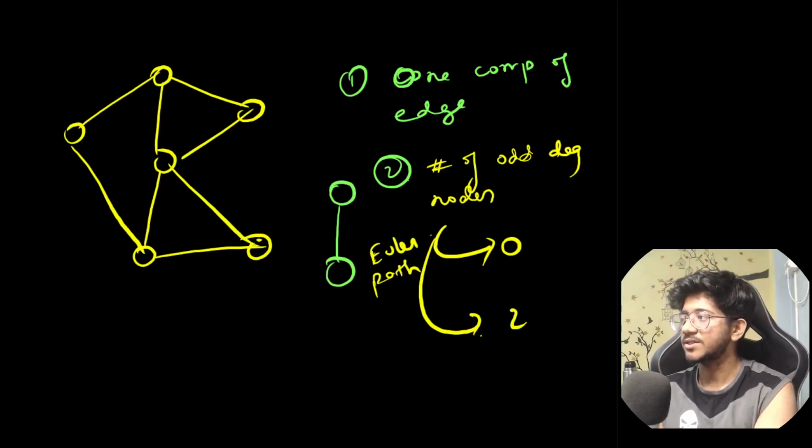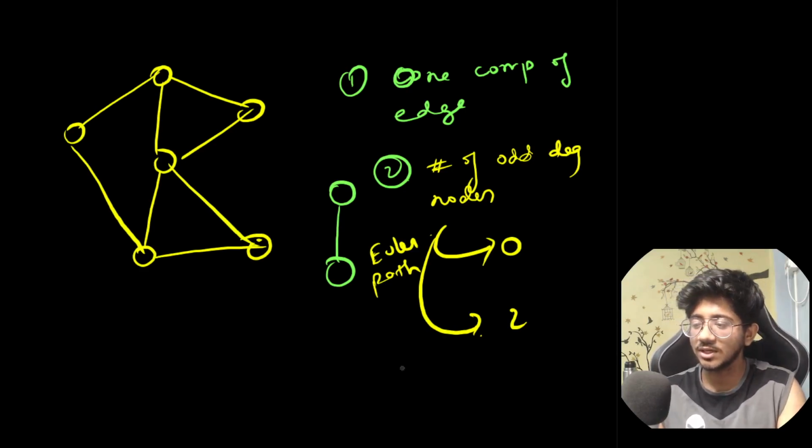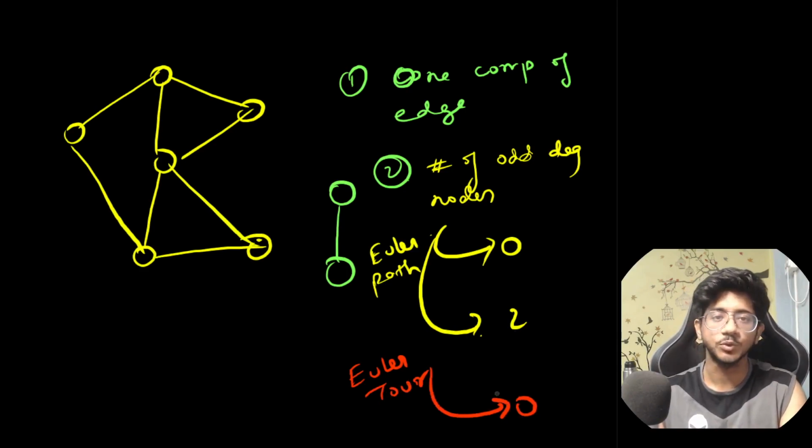Okay. And the second condition in this case is, if you want an Euler tour, which means you start and end at the same point, it has to be exactly equal to 0. It cannot be 2. Okay. Now these are the two conditions for existence of an Eulerian path or Eulerian cycle, Eulerian tour in the graph.